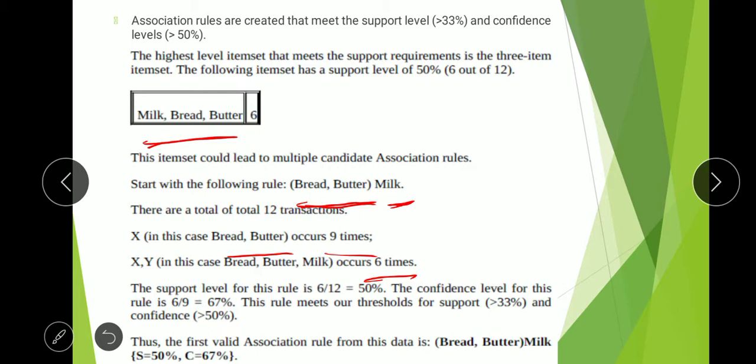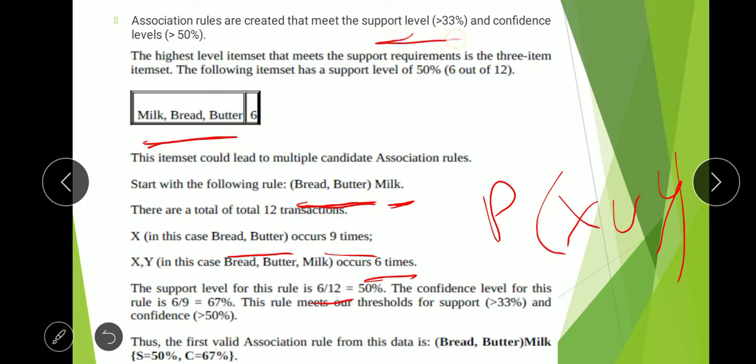So, using this we have to find the support level. What is support level? Support level is nothing but the probability of X and Y together, so probability of X union Y. What is X and Y here? Bread, butter, milk all together. What is the probability? It is 6 out of the total transactions, 12. 6 out of 12 is 50%. So the support level for this is 50%. Is it meeting the minimum support level? Yes, obviously it is meeting.